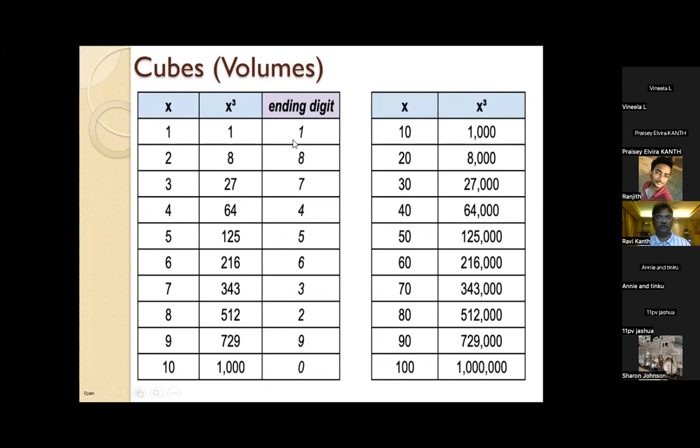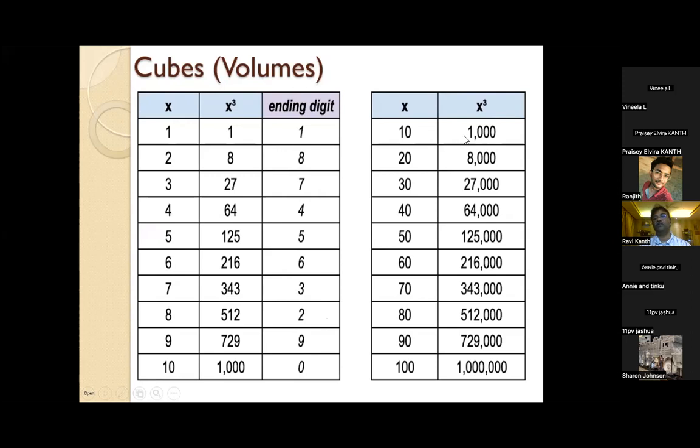So remember, for cubes, 1 is 1, 8 is 2. If the last digit is 7, the number is 3. If the last digit is 4, always 4. If the last digit is 5, always 5. If the last digit is 6, always 6. If the last digit is 3, it's 7. The last digit is 2, it's 8. Last digit is 9, it's 9. 0 is always 0. And remember the ranges.